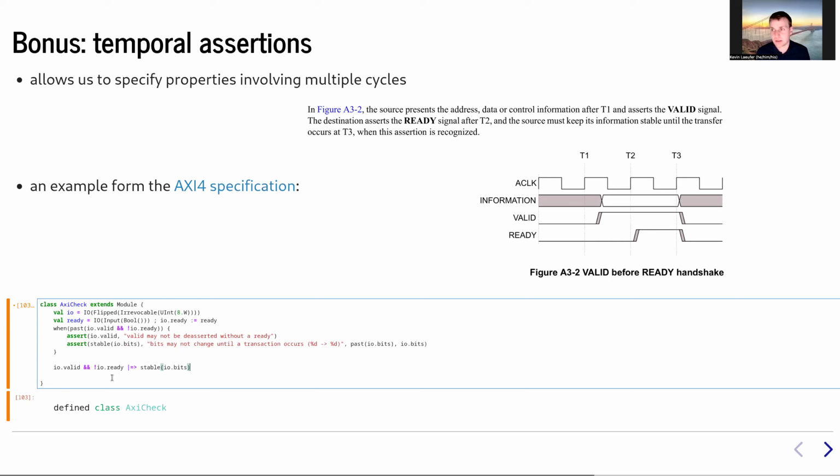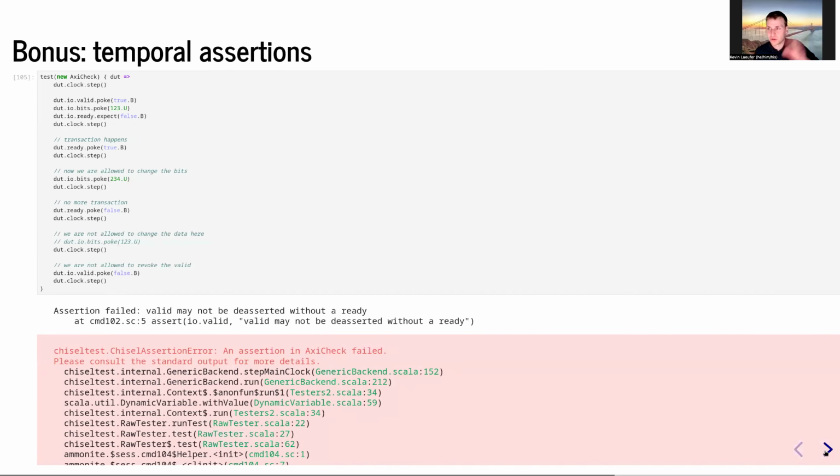But with SVA, as you might know, you can do other things, like you can have other delays, or you can have repetitions, or you can say something is true 1, 2, or 3 times. And all of this stuff doesn't really work with past.